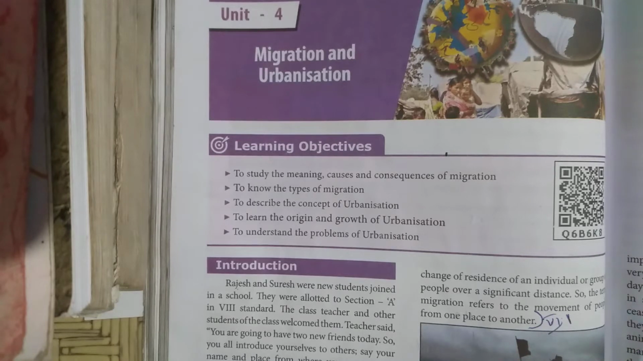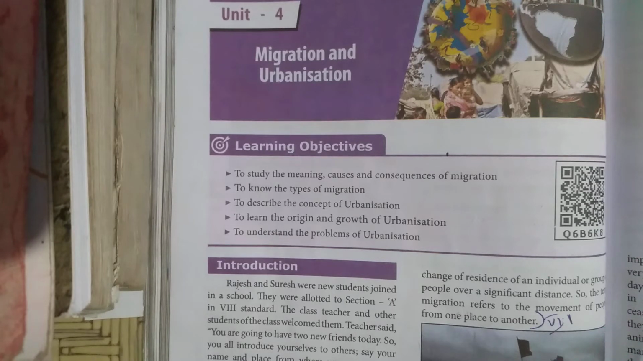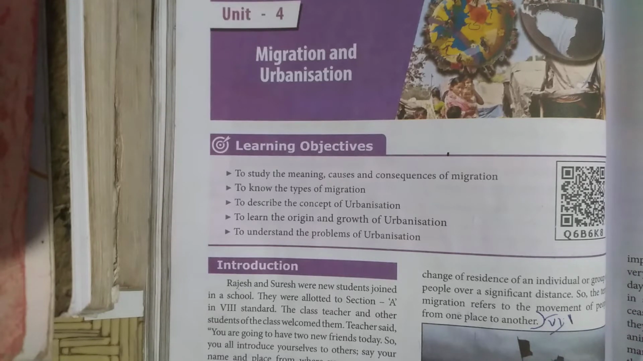That is social causes, economic causes, demographic causes, political causes, and natural causes. We learned about the 5 causes of migration: natural causes, economic causes, socio-cultural causes, demographic causes, and political causes, isn't it? We learned about the factors and causes of migration.